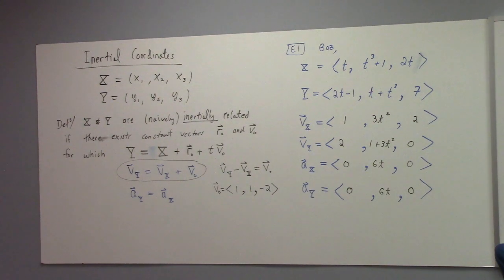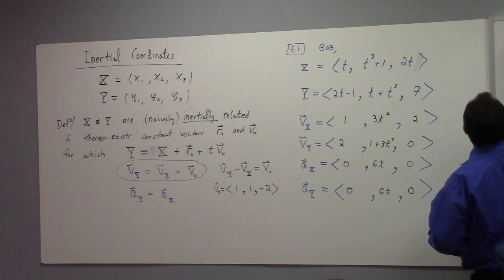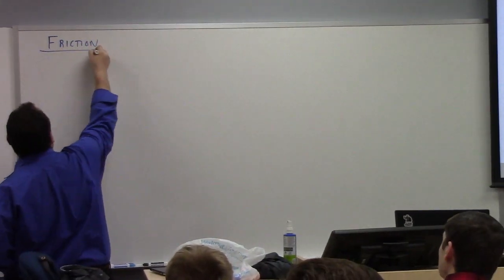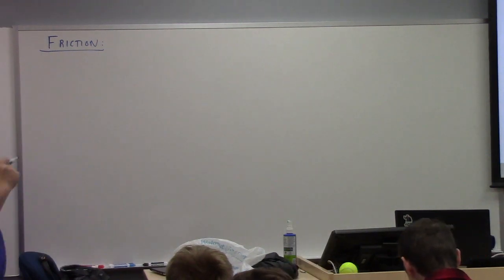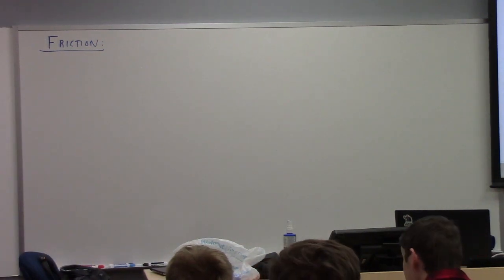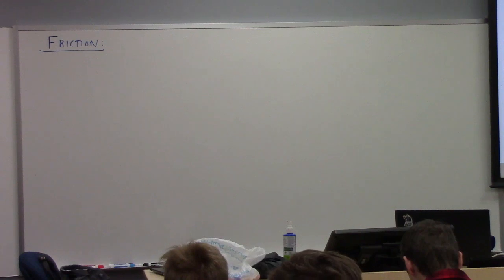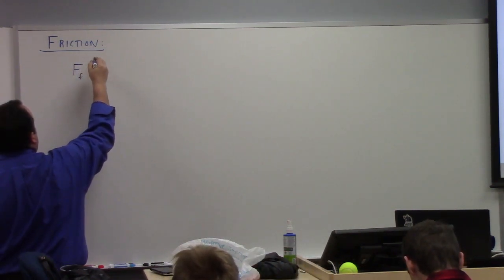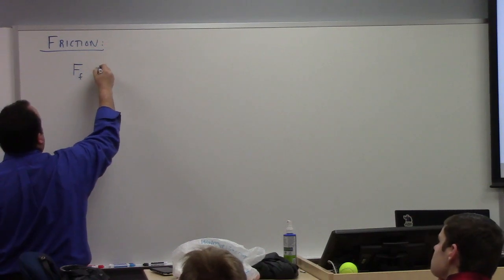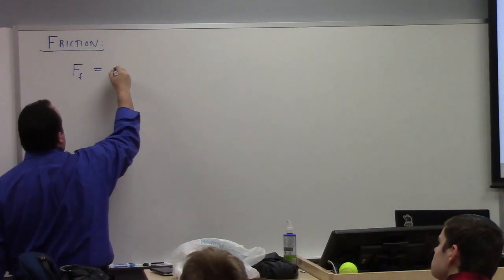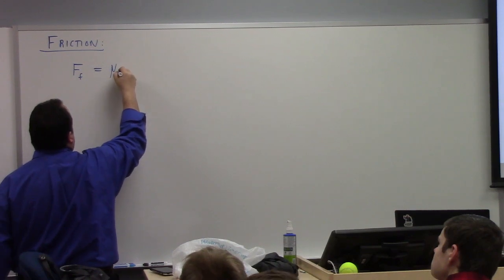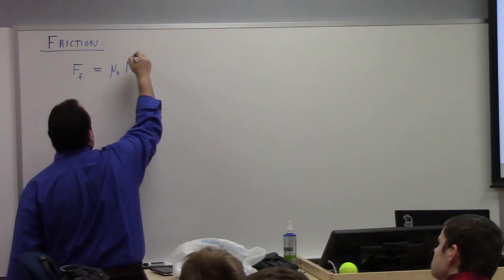So, moving on here. Let me talk for a minute about friction. So, what is friction? So the force due to friction, right? The magnitude of it is mu. If we're talking about static friction, mu sub s times the normal force.